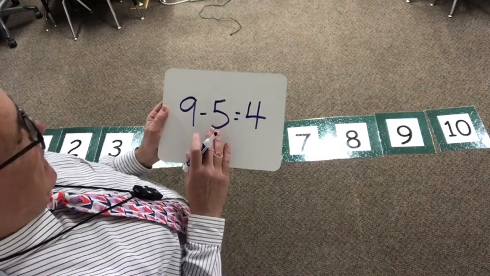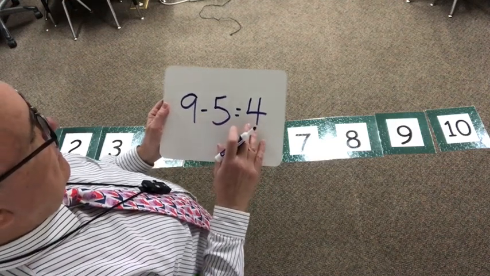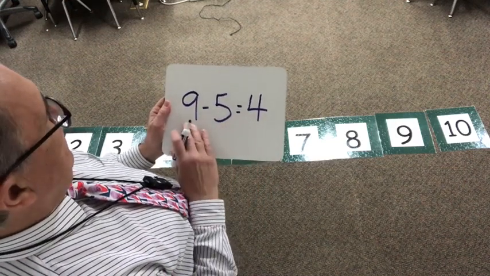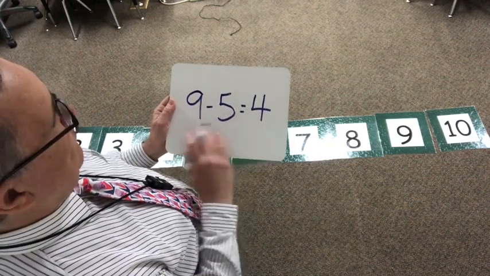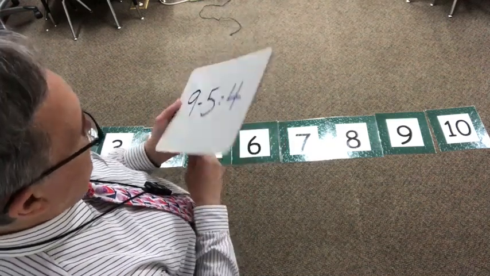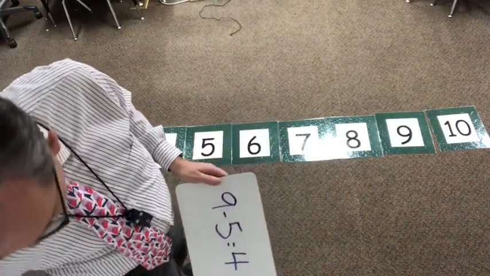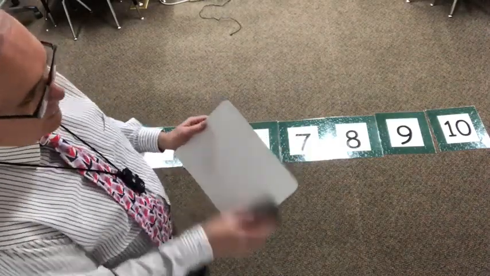Did you notice that when we added 4 and then we added 5, we ended with 9, and then we took 9 and took 5 away, we ended with 4? We've used the same numbers each time. Okay, here's a new problem. We've got a boy named David.